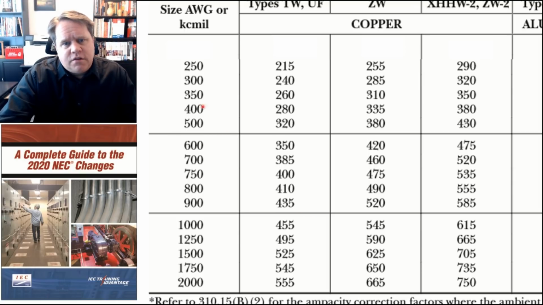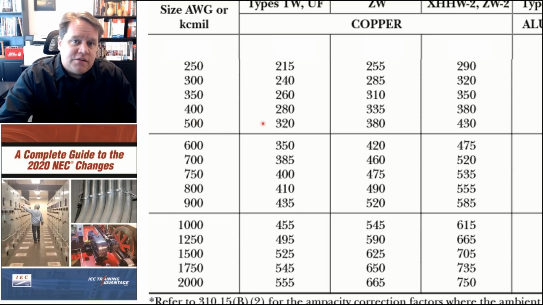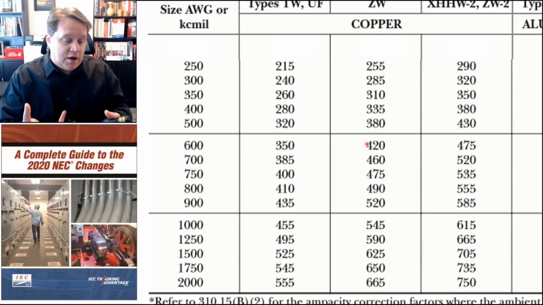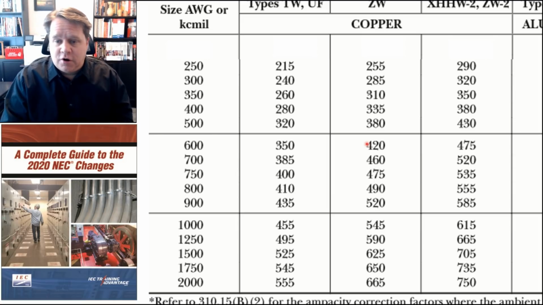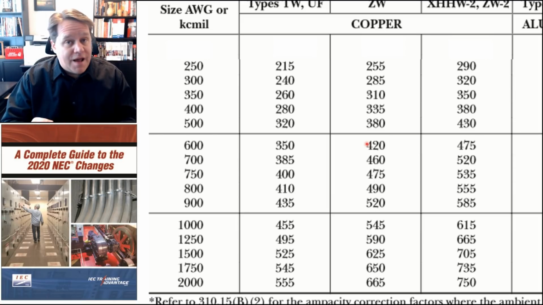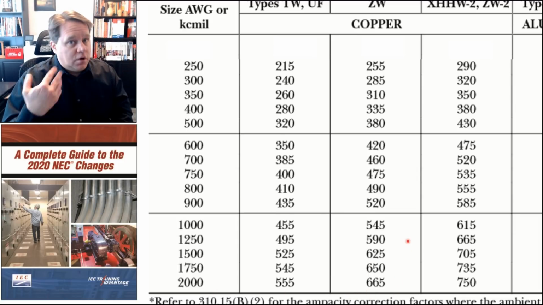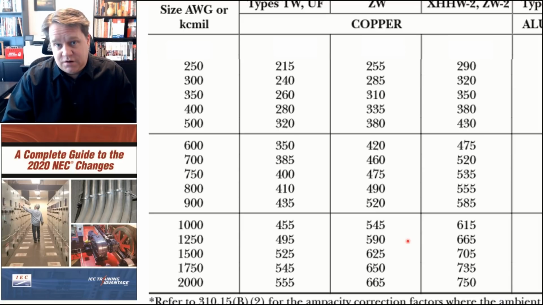We have 500 kcmil copper, and at the 75 degree column, that is a 380 amp rated conductor. Now, if I were to make that conductor 400% larger, 4 times larger, would I increase the ampacity by 400%? And the answer is not only no, but it's actually not even close. As I go down, 2000 kcmil is only good for 665 amps. That's not a 400% increase, it's a 59% increase.